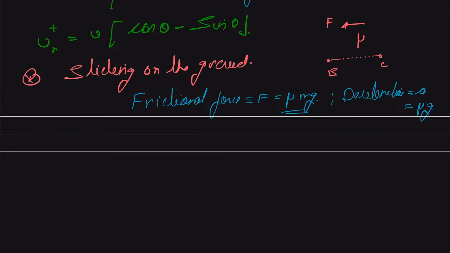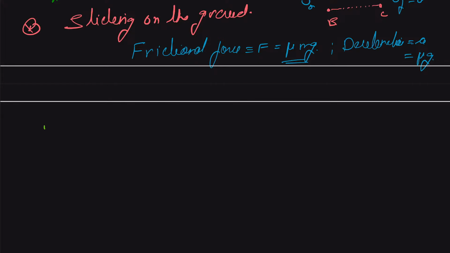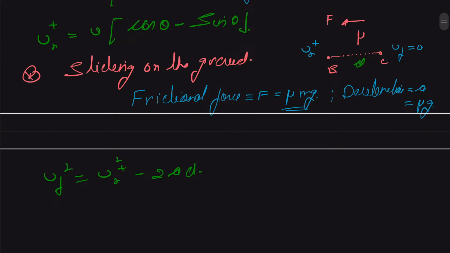Okay, so at point B, just after impact, this velocity is Vx positive, and at C obviously it is going to stop, so let us suppose this final velocity is Vf, which will be equal to 0. So we can use the relationship that Vf squared is equal to Vx positive squared minus 2ad, and d is the distance between the two.